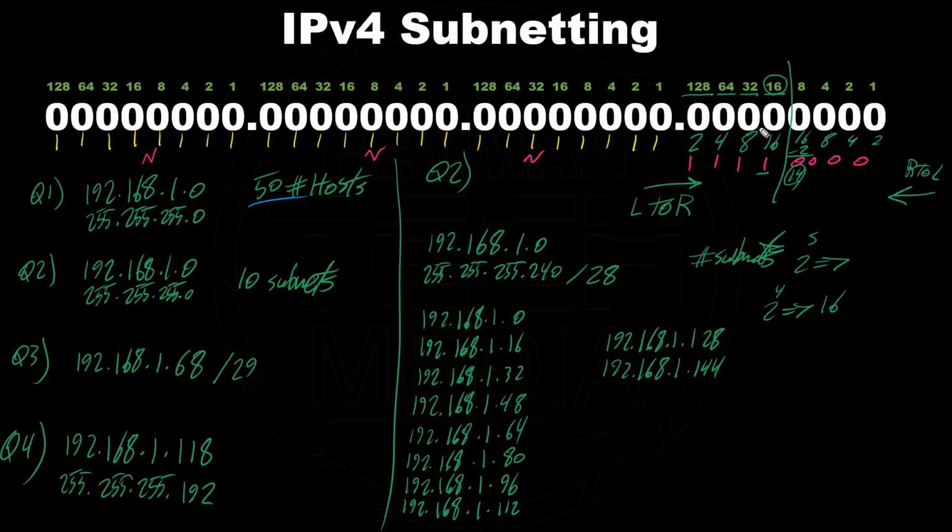Therefore, the increment on the last octet, we are working on the last octet, the cut line is on the last octet, right? So incrementing by 16. If we start writing our network address, the 0 network, 192.168.1.0, and keep continuing incrementing by 16, the next one would be 192.168.1.16, the next subnet would be 192.168.1.32, the next subnet would be 192.168.1.48, and so on. And in each subnet, we can have 14 available IP addresses.